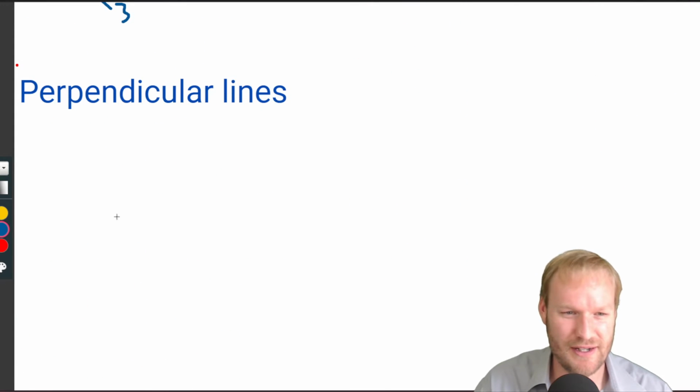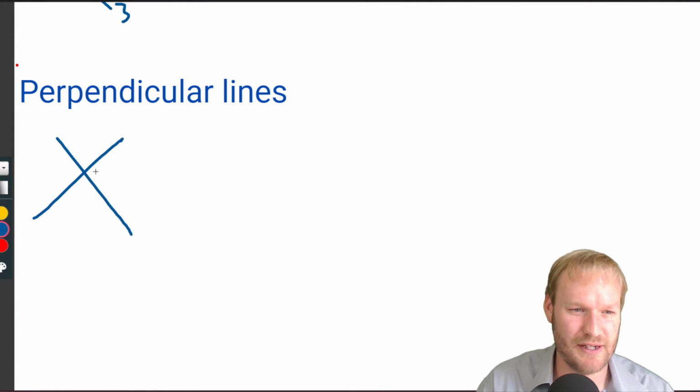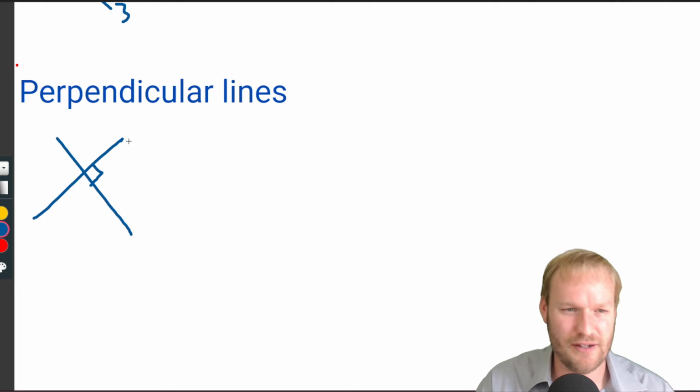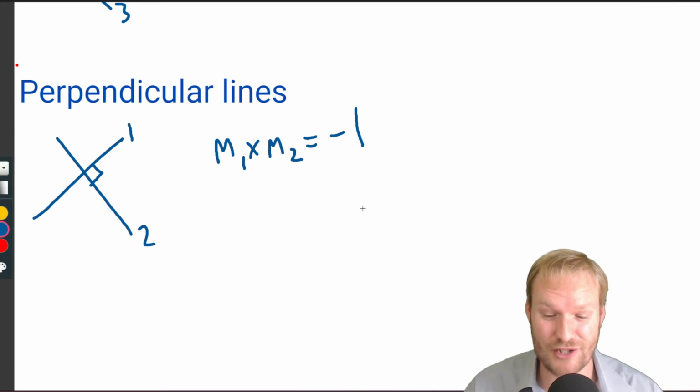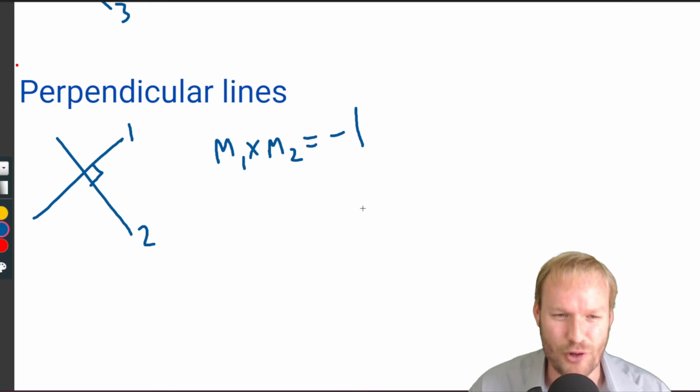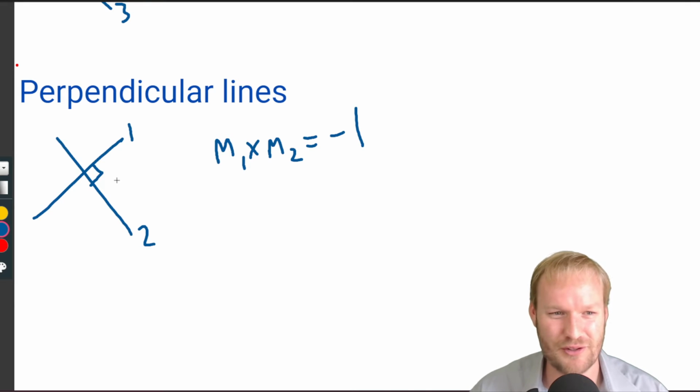Okay, perpendicular lines. So if we had something like this, line 1 and line 2, then when we multiply these gradients, we'll always get -1. Nice little extra exploration if you want to prove why that's the case. Using trig is a nice way to do it. Otherwise, you can do it straight with gradients, but leave that for you to do.